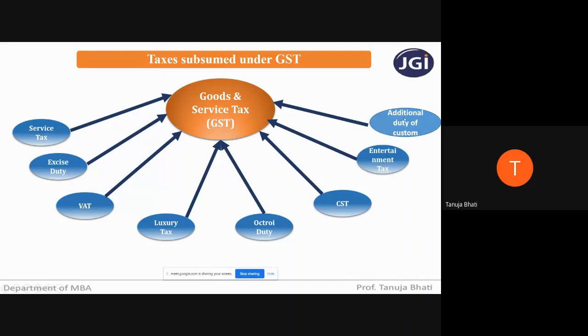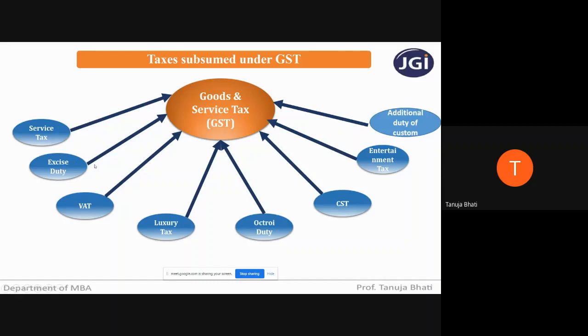Now what is the meaning of additional duty of custom? Why was this levied? This was levied because the government wanted to stop the import of goods in order to promote Indian products. So the government started charging additional duty of customs on all those imports of goods and services which could have been manufactured in India as well. If it could be manufactured in India, we would have charged excise duty. If the goods were traded in India, we would have charged VAT. If the services could have been procured within India, we would have charged service tax.